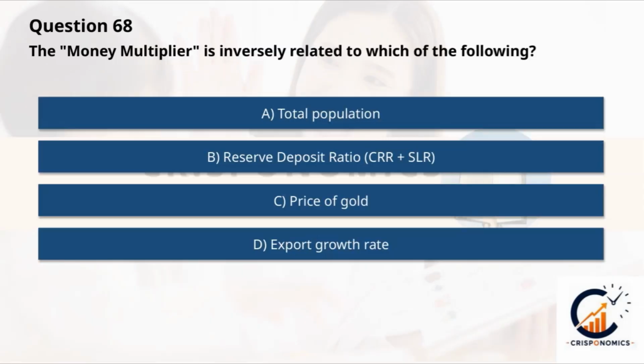Let's look at the factors that influence the money multiplier. We have 4 options here: total population, reserve deposit ratio, price of gold, and export growth rate. The key idea is that the money multiplier moves in the opposite direction to one of these. In other words, when that factor goes up, the multiplier goes down. Think carefully about which one restricts or expands the money supply. That's the one that's inversely related.